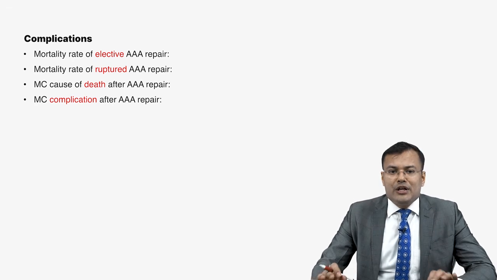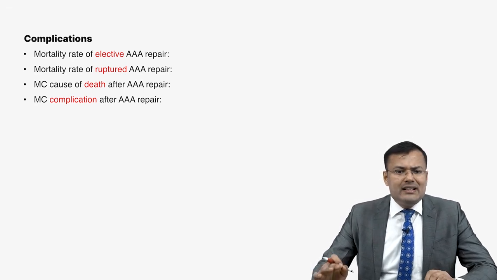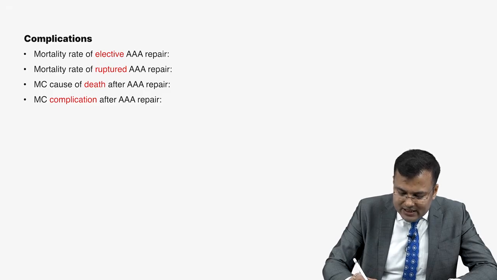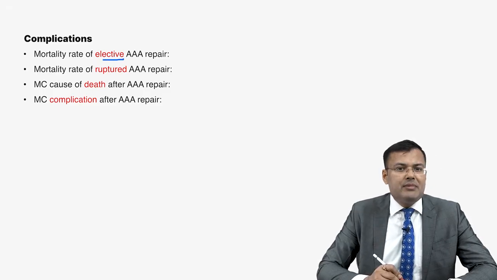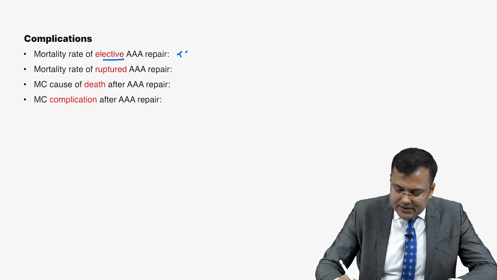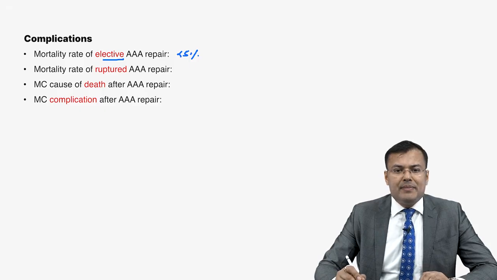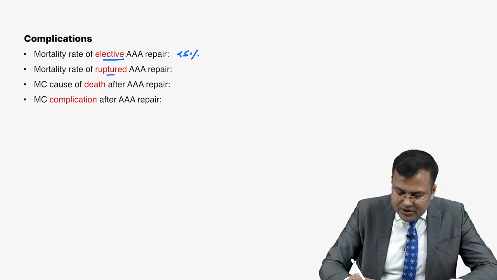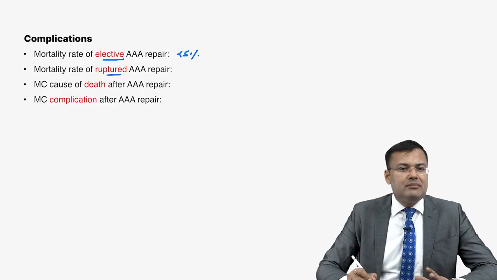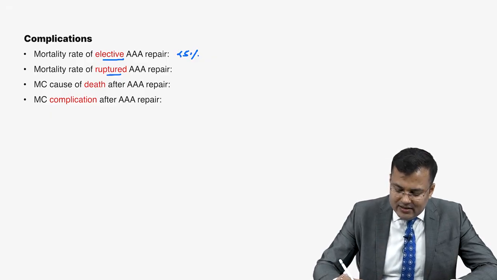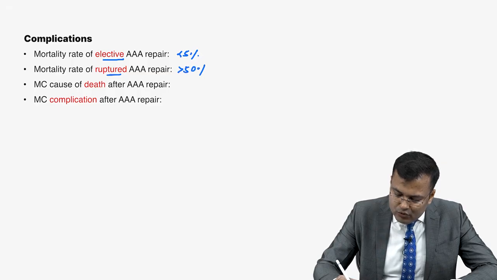Now see the important questions. How much is the mortality rate if you are going for elective abdominal aortic aneurysm repair? It is less than 5%. But if there is ruptured abdominal aortic aneurysm, how much is the mortality rate? It is more than 50%.